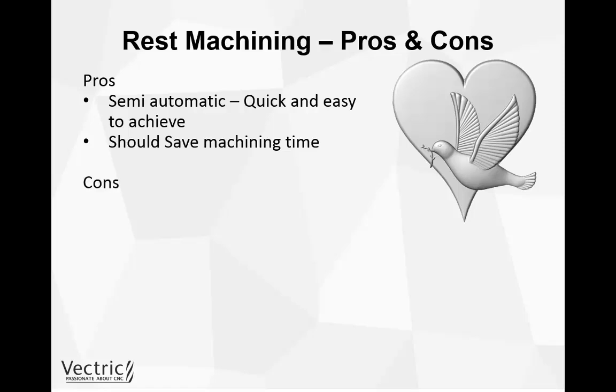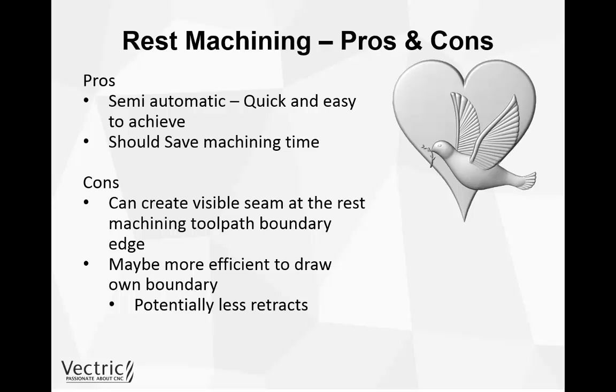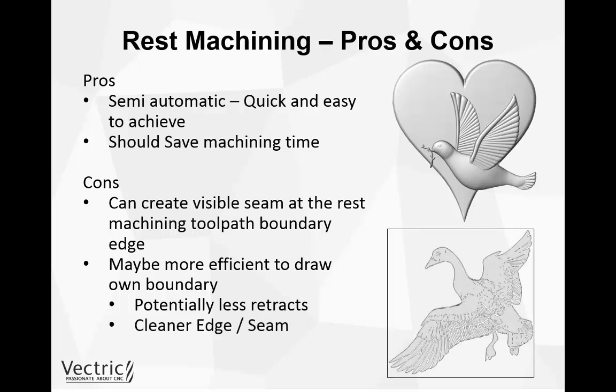Now the cons of using rest machining is the fact that we can create a visible seam at the rest machining toolpath boundary edge. So where the smaller tool meets the larger tool toolpath, we can sometimes get a visible seam between that, but you can just hand finish that, so it's not such a big worry. Another con of rest machining is that it may be more efficient to draw our own toolpath boundaries. This could potentially cause less retracts, and it could also give us a cleaner edge or seam between the two toolpaths.